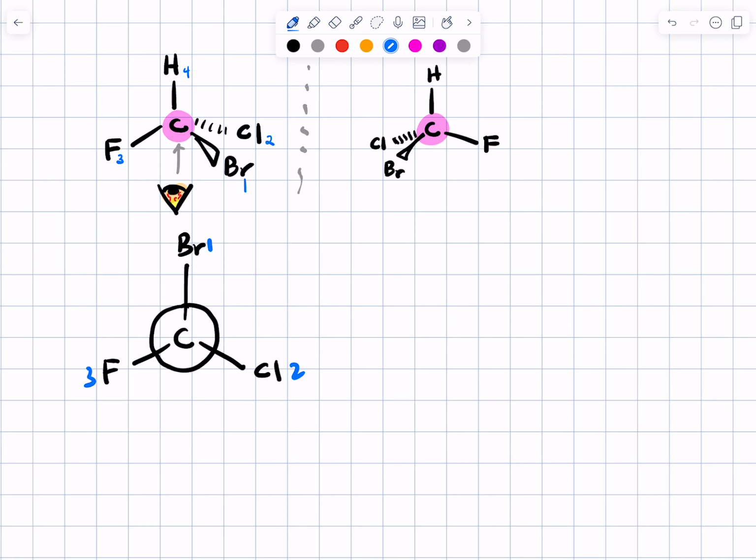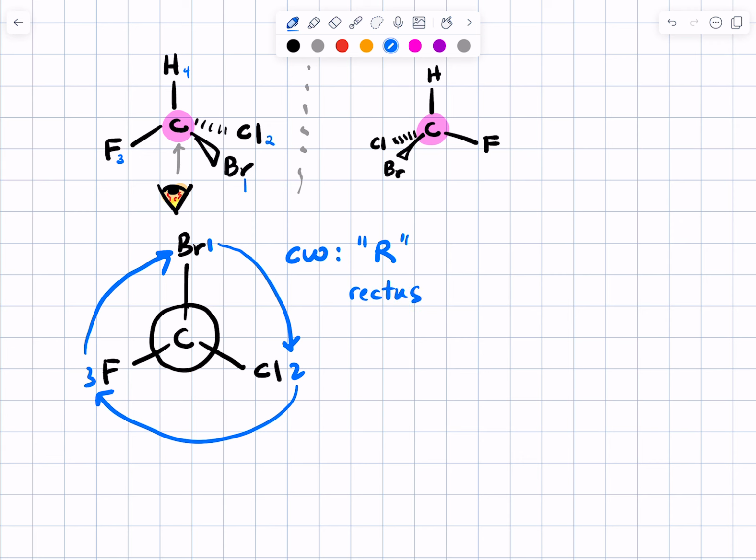All right, then you go from 1 to 2, 2 to 3, draw an arrow, and then 3 back to 1. And then you ask, is that rotation clockwise or counterclockwise? In this case, it is clockwise. Clockwise rotation means we're going to call this stereocenter R. R comes from the Latin rectus, which means right. Okay?